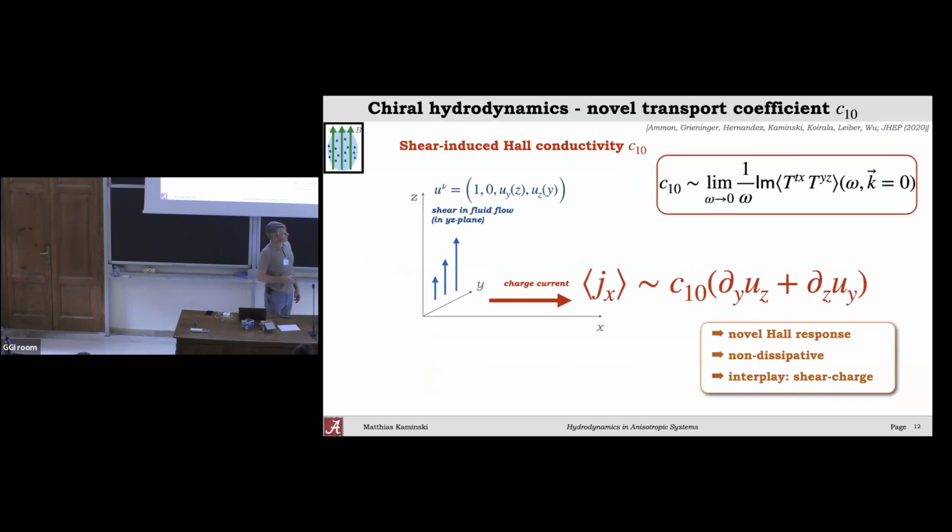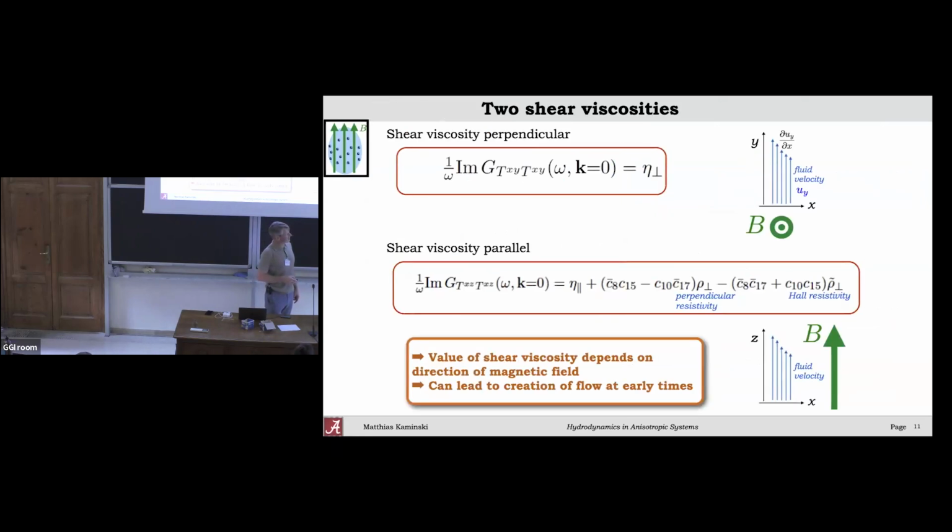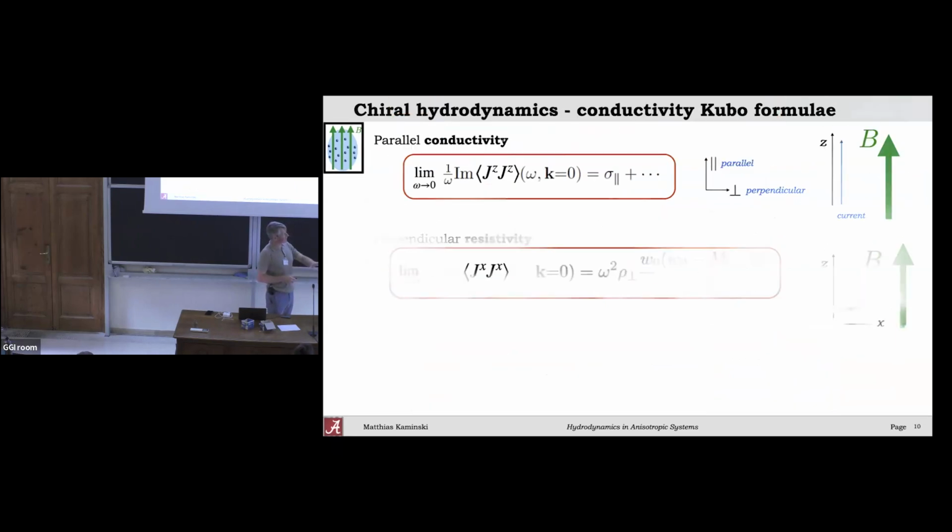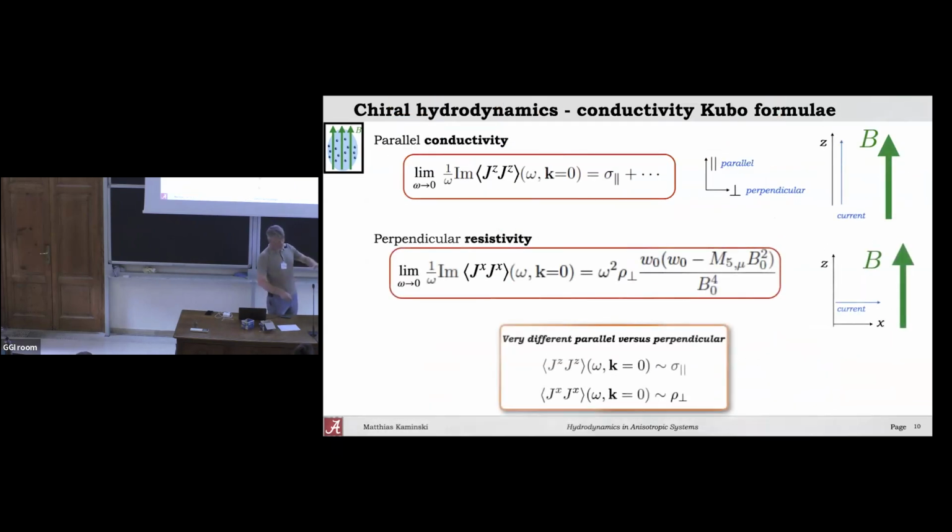So maybe I forgot to give you this. Let me say one thing that I forgot to say on this slide. I wanted to give you this physical picture. Actually, why are the conductivities along the magnetic field so different from the transverse conductivities? Let me answer that. So why are these so different?